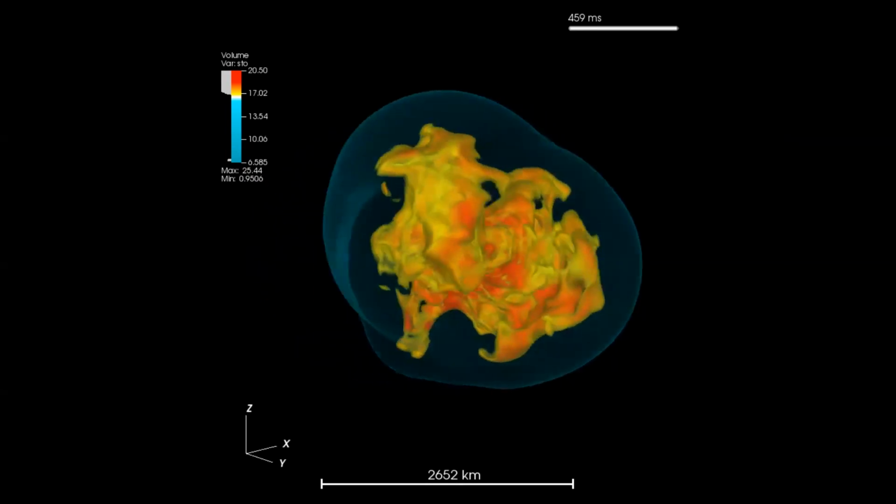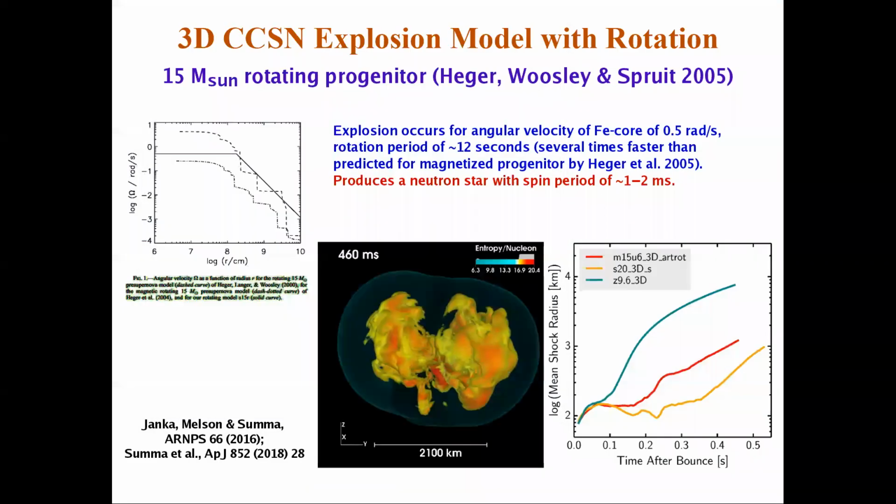All this is done with full-scale neutrino transport. We simulate really here for tens of millions of core hours to get such an explosion on a supercomputer using 16,000 cores in parallel over months, continuously over months.